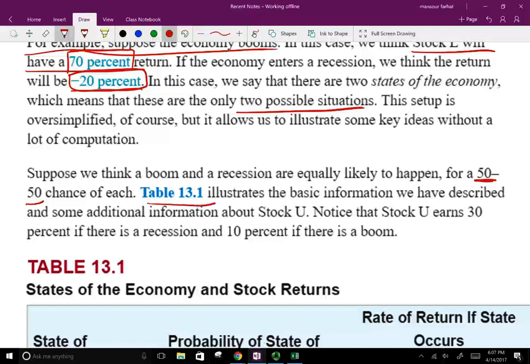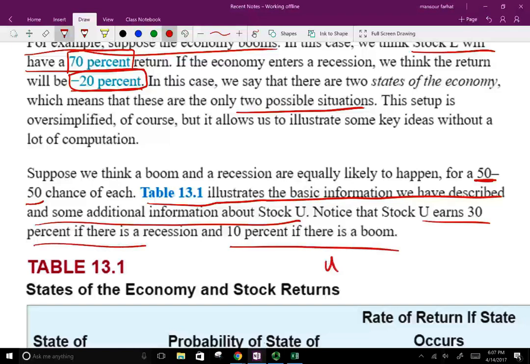Table 13-1 will illustrate the basic information we have described and some additional information about stock U. Notice that stock U earns 30% if there's a recession and 10% if there's a boom. Stock U in a recession will make 30%, and in a boom it would make 10%. Notice, it would still be positive even in a boom.